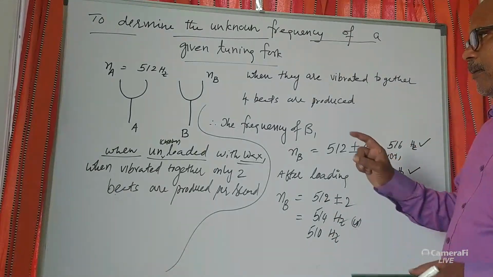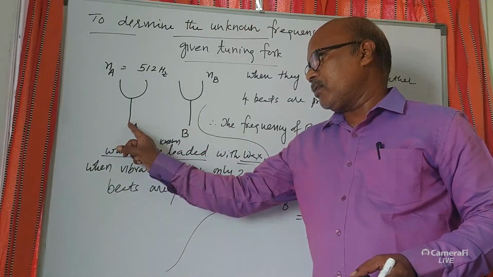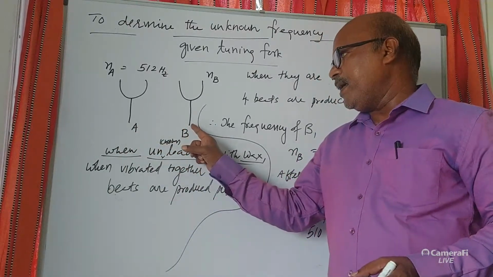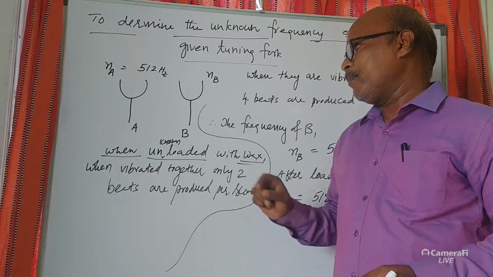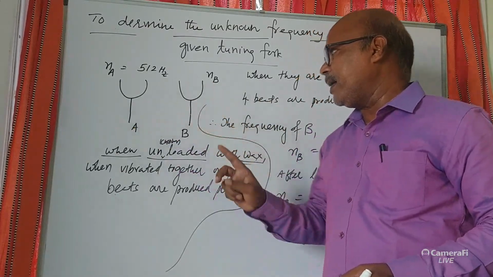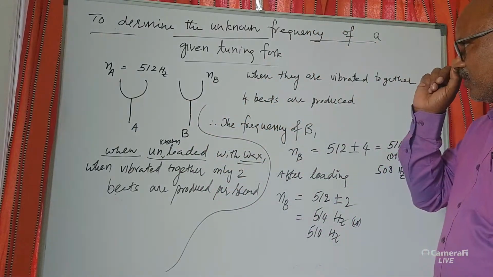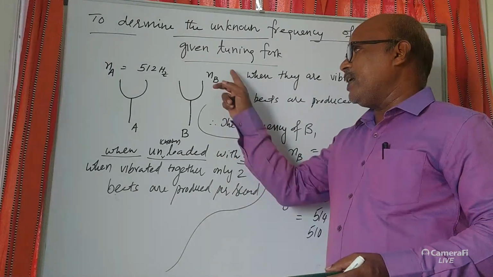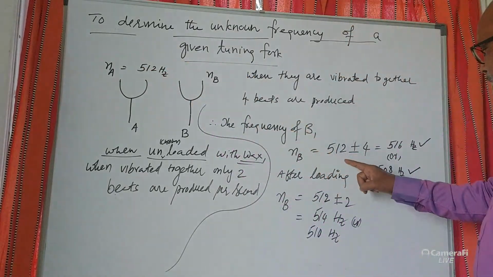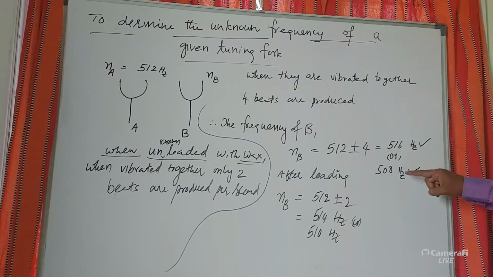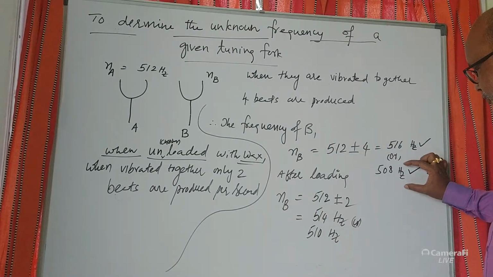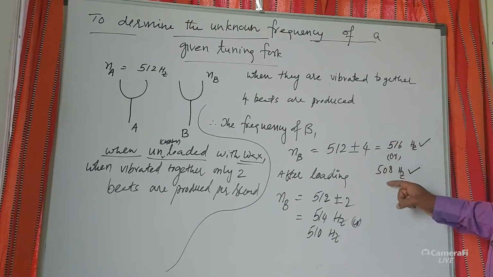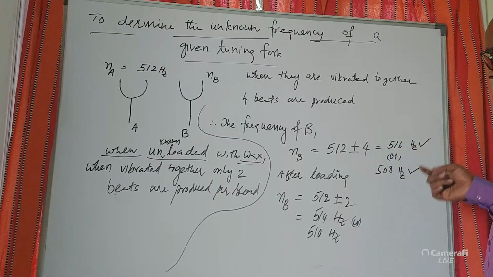See, I have taken a tuning fork of known frequency, 512. B is a tuning fork whose frequency is unknown. First, when they are vibrated, 4 beats are produced. When 4 beats are produced, the frequency of B may be 512 plus or minus 4, which means 516 hertz or 508 hertz. Either it is 516 or 508, but it is difficult for us to confirm which one is correct.